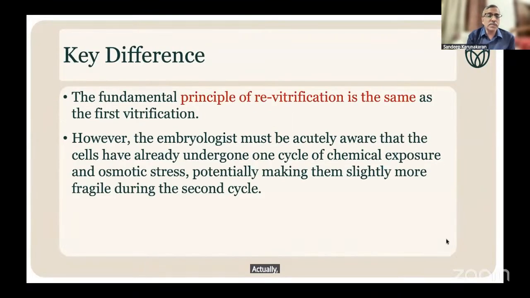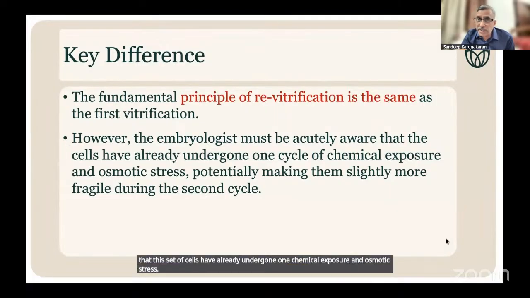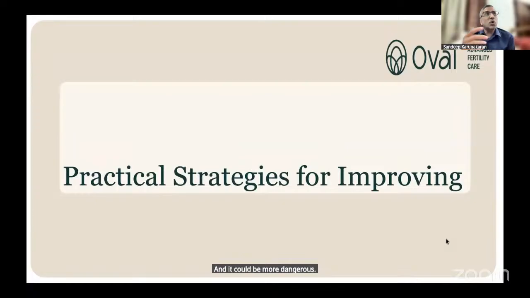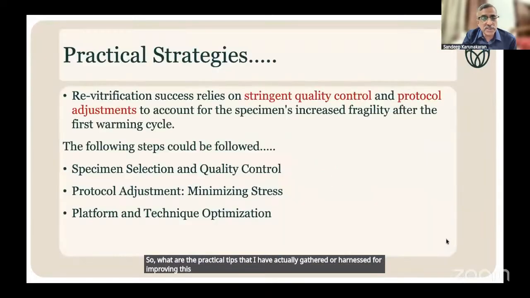The fundamental principle of revitrification happens to be the same, but all of us should be aware that this set of cells have already undergone one chemical exposure and osmotic stress. And potentially when you expose them to the next one, it could be more fragile and more dangerous. So what are the practical tips that I have gathered for improving this revitrification process?